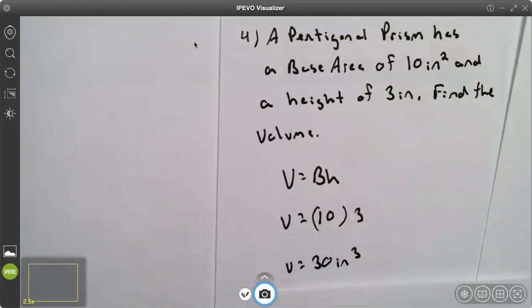It's much easier to do when it just gives you the base area. You don't even have to figure out big B. You don't have to know a formula for big B. You just plug in for big B. Big B is the area of the base.